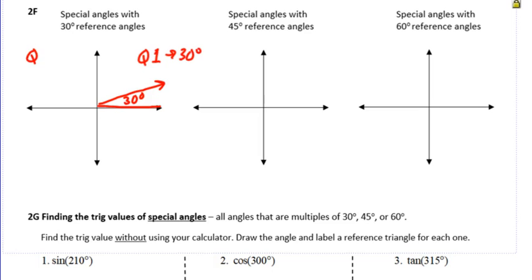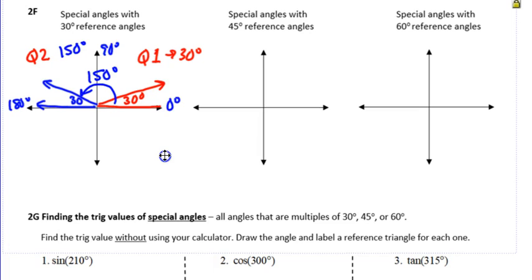Now quadrant 2, what I want to do is draw an angle so that the reference angle has one side on the x-axis. So if this is the reference angle, then what is the actual angle? Well, the actual angle for quadrant 2 would be 150 degrees, because 150 plus 30 gives me 180. So here's 0, here's 90. So 150 degrees has a 30-degree reference angle in quadrant 2.